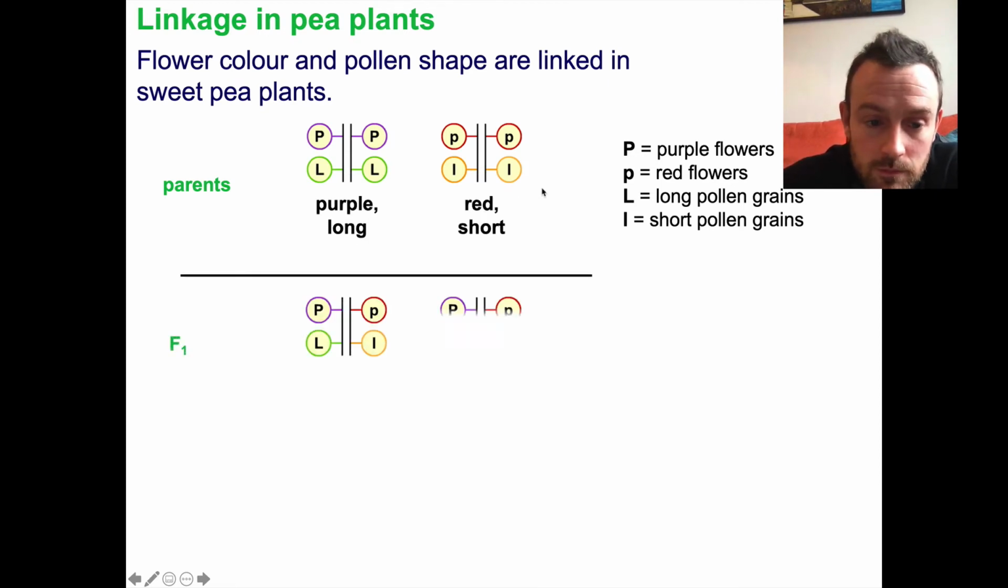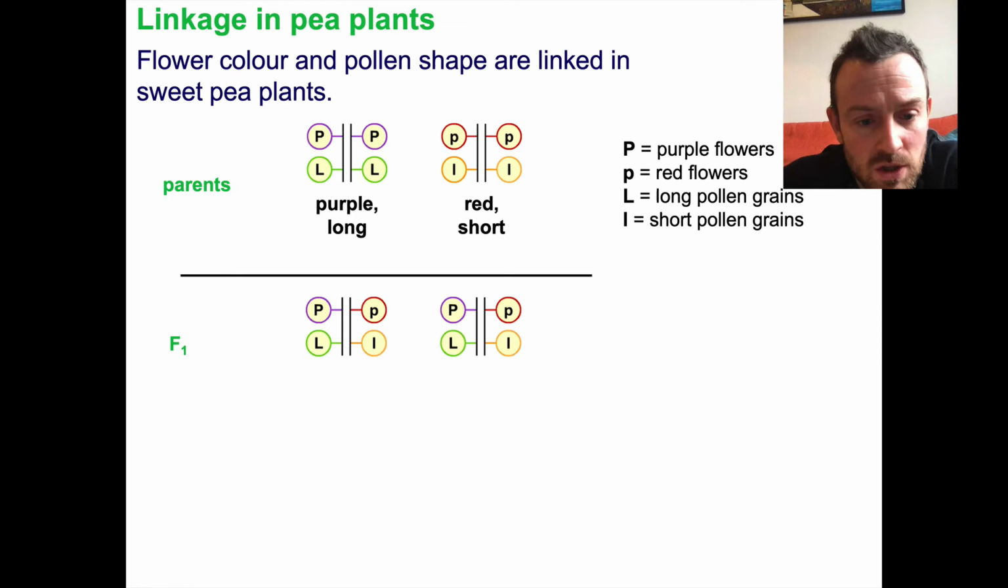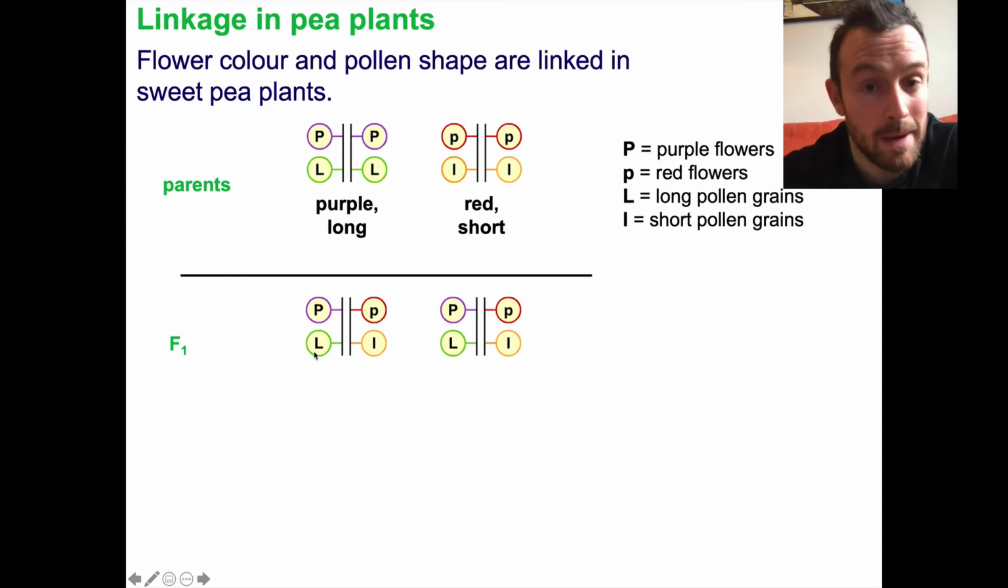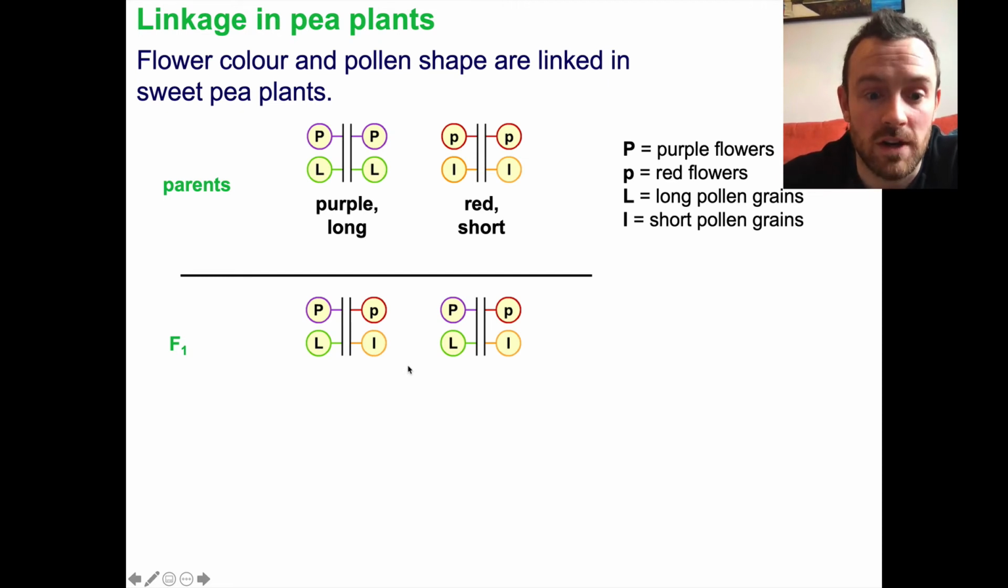So, what happened in the F1 generation? Well, in the F1 generation, inheriting one chromosome from this parent and one chromosome from this parent, we've got this genotype. So we would say the genotype is big P, little p, big L, little l. But crucially, the big P and the big L are held on one chromosome and the little p, little l are held on the other, which means we don't get as many different combinations because the chromosomes are not assorting independently, which is normally what happens when we produce the gametes from the F1 generation.